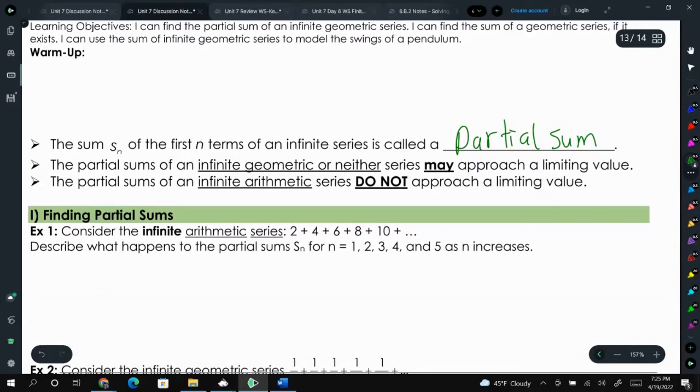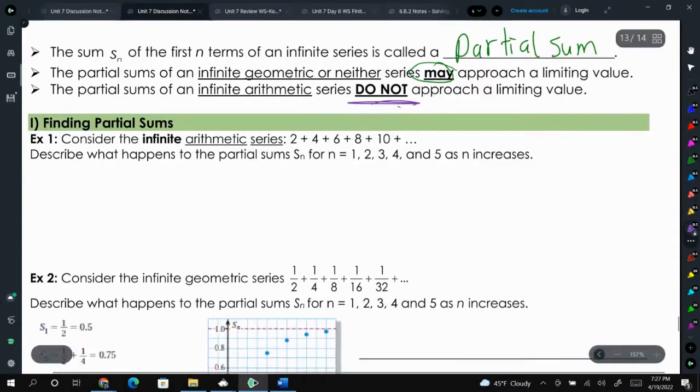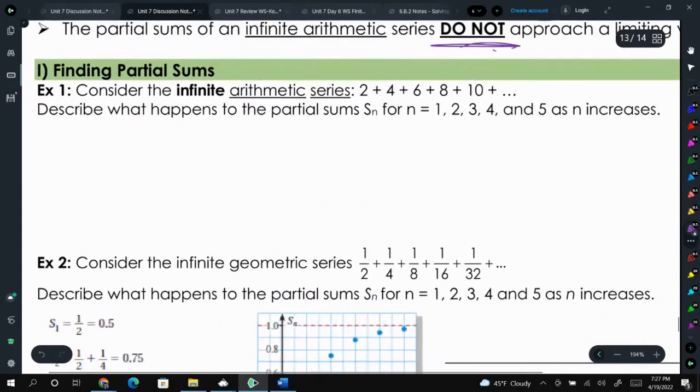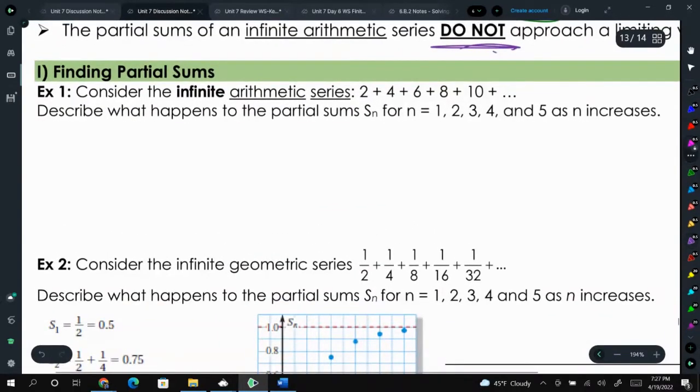The partial sums of infinite geometric series may approach a value, but arithmetic ones do not approach a value. Meaning that if you have an arithmetic sequence and you keep adding something to it, the value is going to get either larger forever or smaller forever. So to show this, let's consider these two examples here.